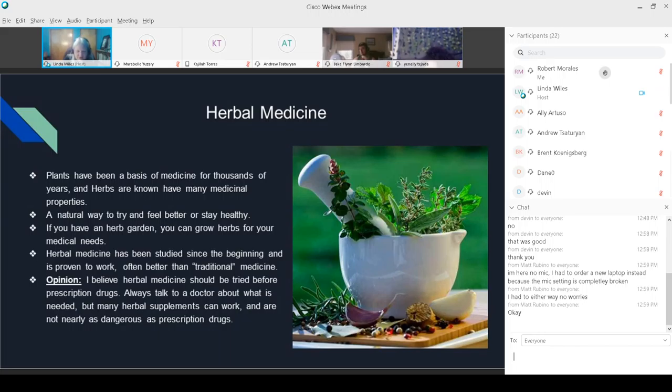And note that many herbal supplements can work. In general, they're not nearly as dangerous as prescription drugs. But also keep in mind the idea that herbals, because they have medicinal purposes, can also be abused and can also interact with other things that you're taking. So don't assume that you can just take any herbal out there. Do your appropriate research and make sure that it's not conflicting with anything that you are taking or using or any health conditions you have. I will tell you that.